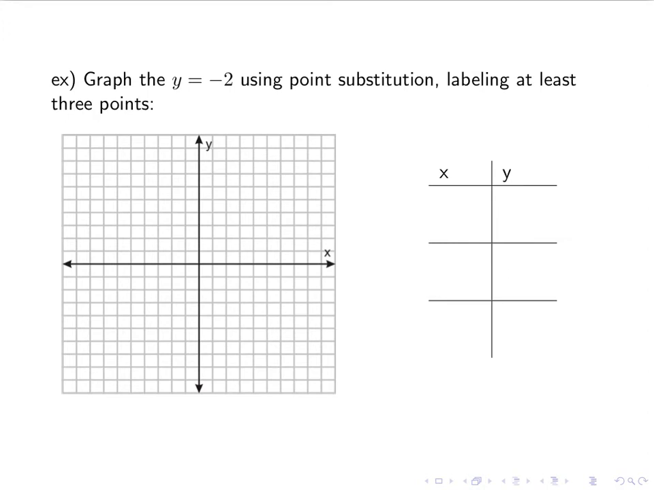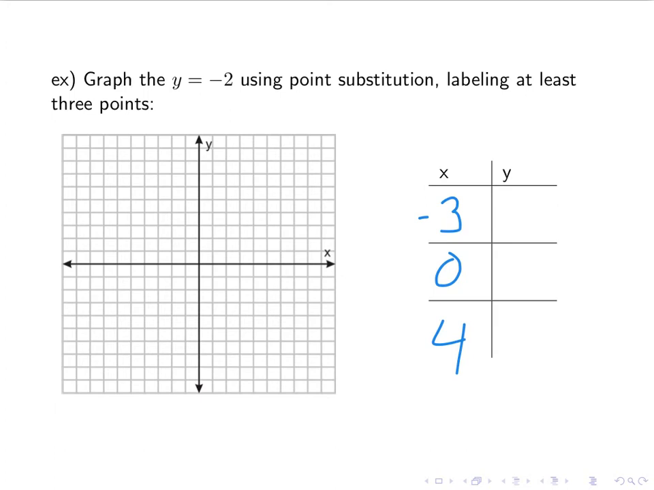Graph the function y equals -2 using point substitution, labeling at least 3 points. So notice that there is no x in here. So the coefficient of x is 0, which again is an integer. So I can choose any values of x that I want, and I'm still going to get out an integer. So just to spice things up a little bit, let's do -3, 0, because again 0 is always a good one, and 4. So y equals -2.